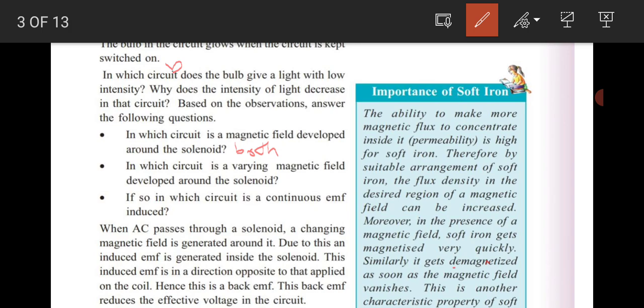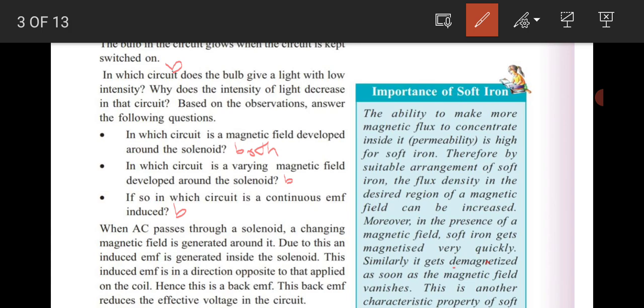In which circuit is a varying magnetic field developed around the solenoid? Yes, that is in B, because the current here is AC. That is why we get a varying magnetic field around the solenoid. If so, in which circuit is a continuous EMF induced? Yes, that is also in B.